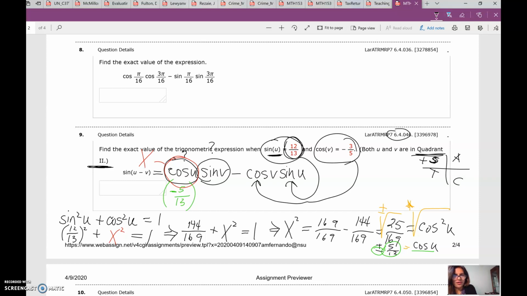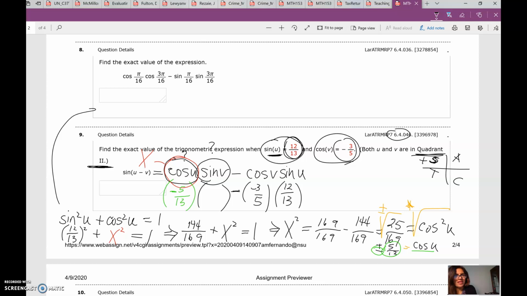Let's fill in what we already know. Cosine of v is negative 3 over 5. Sine of u is equal to 12 over 13. And now we need the sine of v. We'll use the same idea again, where sine squared v plus cosine squared v equals 1. They both have to be v's. You can't swap the u's and the v's.